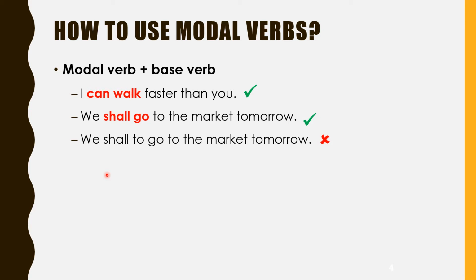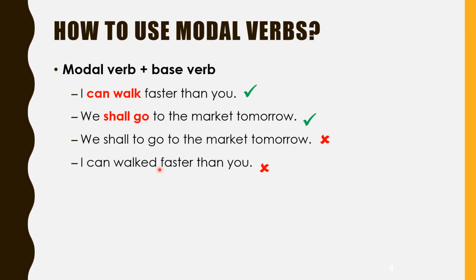Next one, I can walked faster than you. Here can is a modal verb used with the past tense of walk. So we know we should not use any other form of the verb. So this sentence is also wrong.